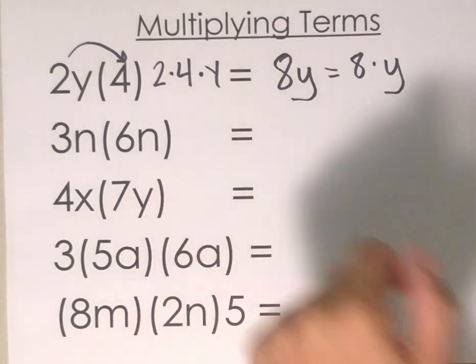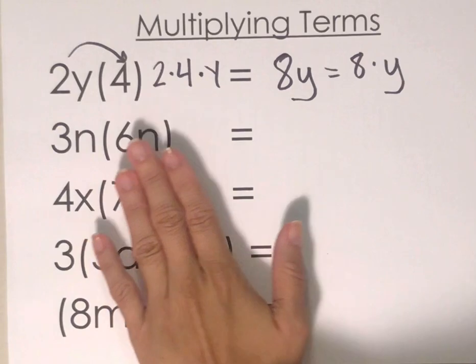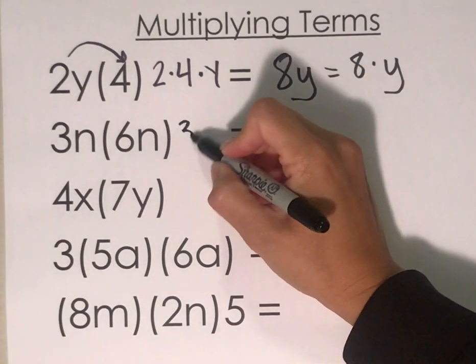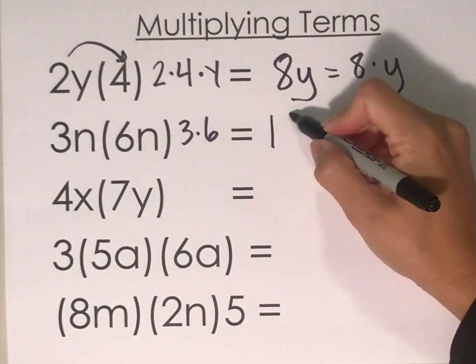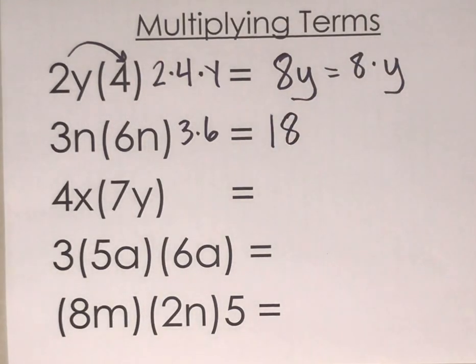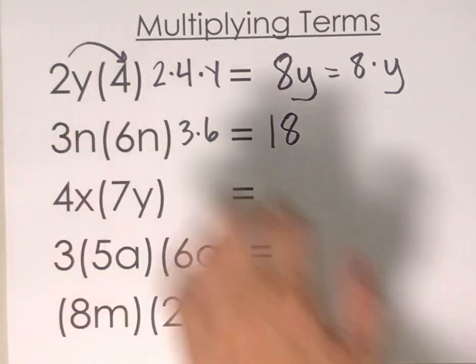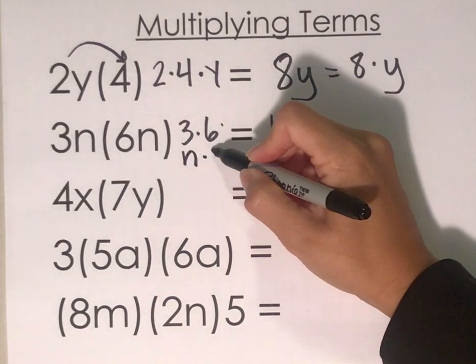Okay, this one here, same idea. We're going to do 3n, but this time we're multiplying it by 6n. So again, I like to multiply my numbers first. So I'm going to do 3 times 6, and 3 times 6 is 18. Then I'm going to deal with my letters. Here I have an n and an n. So again, we're multiplying, so we would do n times n.